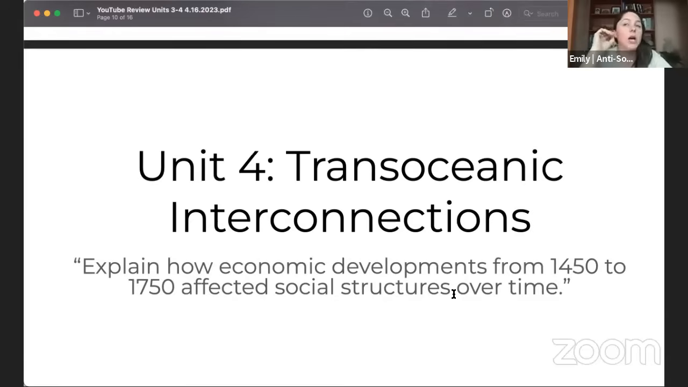It's going to be talking about, to what extent did labor systems change as a result of the discovery of the New World and so on. And you're going to argue either they did and here's why, or they didn't and here's why. To what extent did traditional elites lose power in this era?